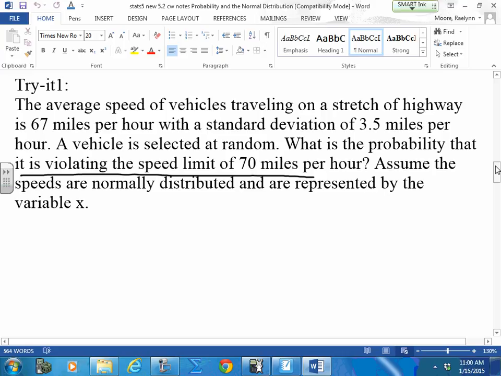2 decimals, because that's your z-score. See how your z-score is only 2 decimals on the top here? You're going to look up your area. So from there, you're going to look up your area here.